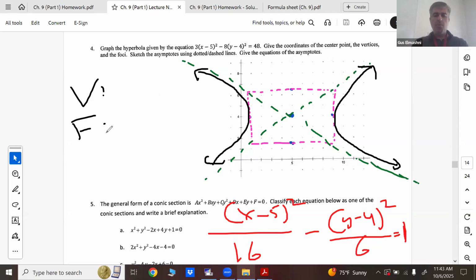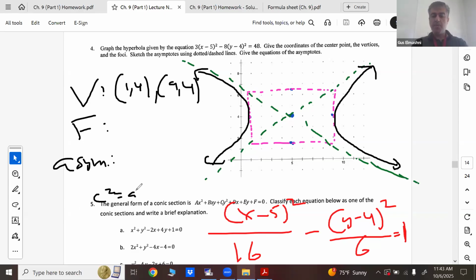We call these the important characteristics of the graph. Now the vertices should be pretty easy. That's (1, 4) and (9, 4). You guys agree? Okay, the foci. C squared equals A squared plus B squared. What's A squared plus B squared? So C is plus or minus root 22, and it's going to be on the transverse axis.